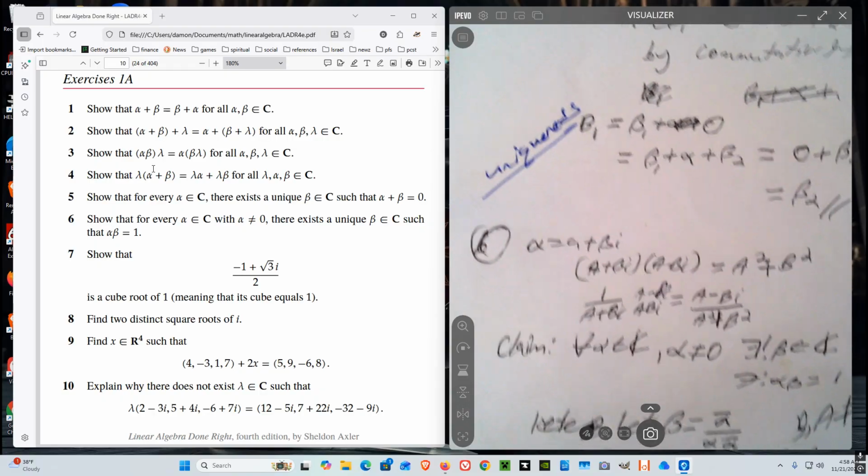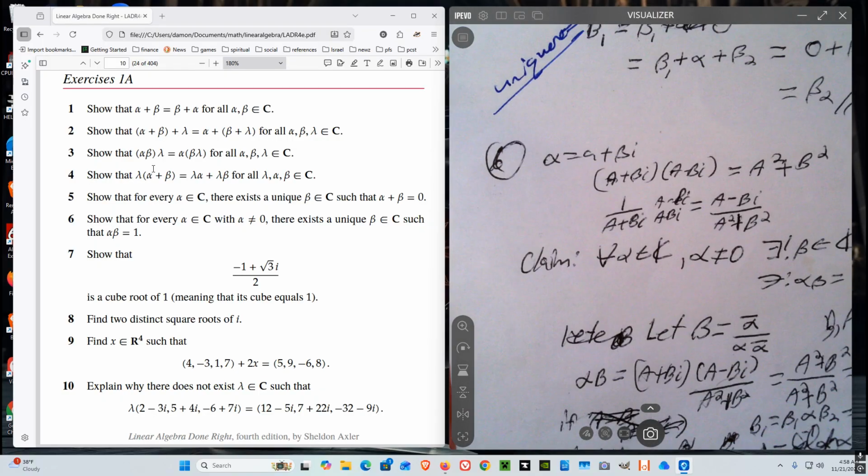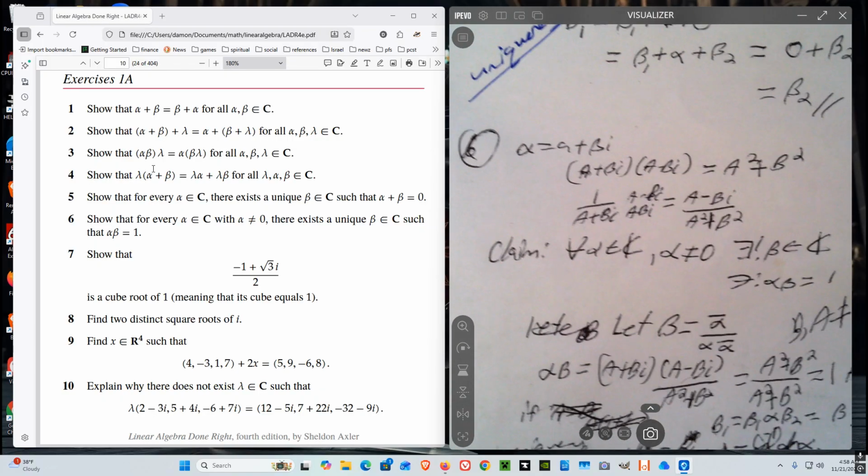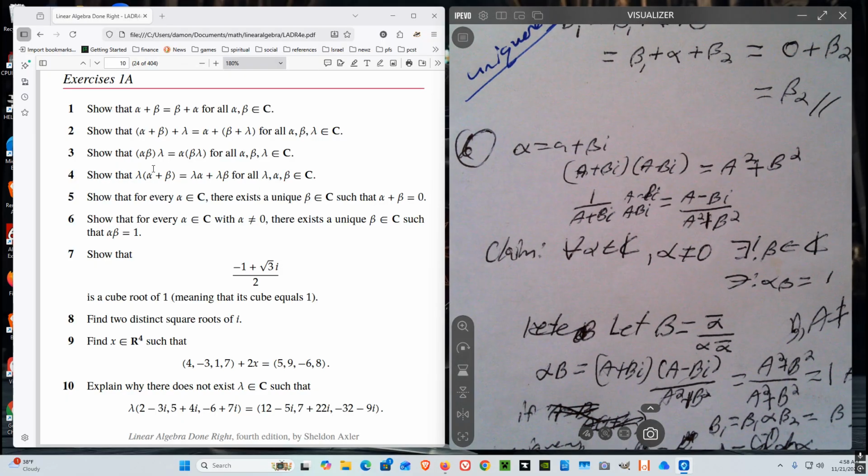Number 6. Show that for every alpha in the complex numbers with alpha non-zero, there exists a unique beta in C such that alpha beta equals 1. So we showed the additive identity, so now we want to show the multiplicative identity. So, we had to find it.